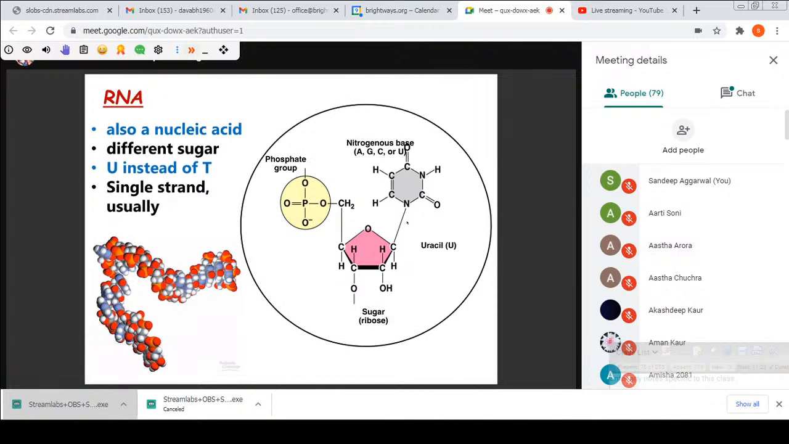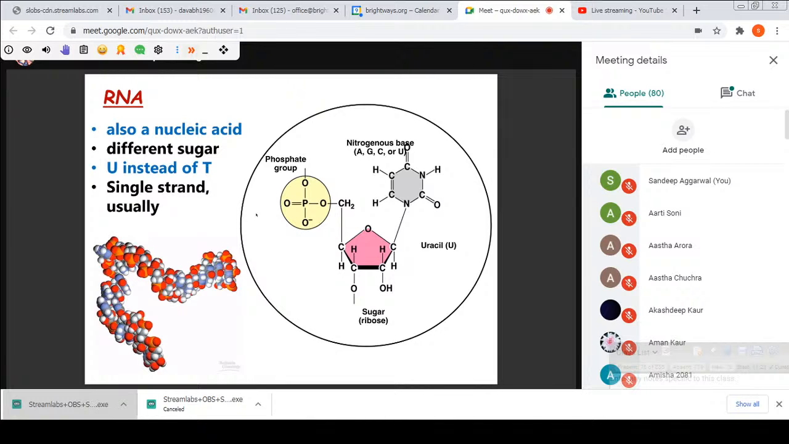So for example, RNA is a nucleic acid, which is made of nucleotides. In DNA, as I have discussed, the sugar is different and different bases are used.